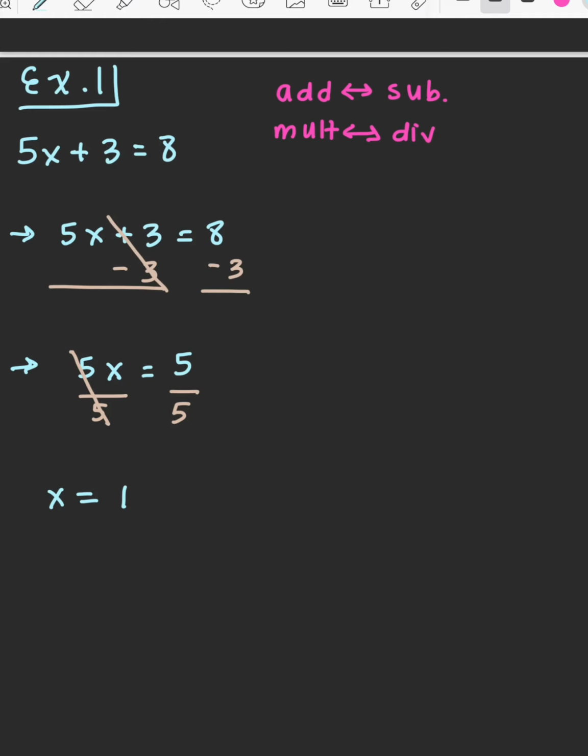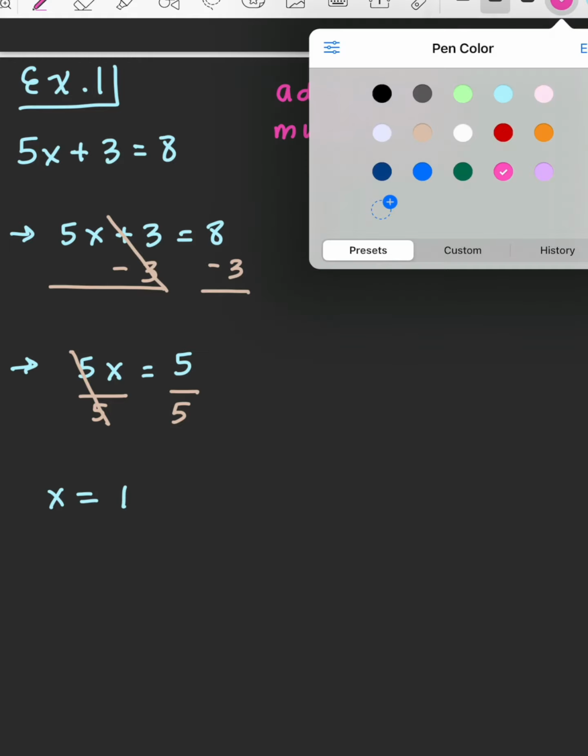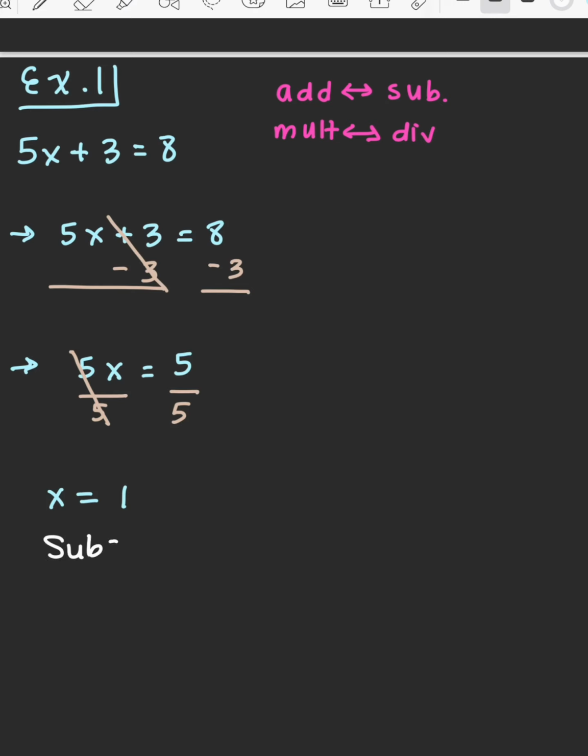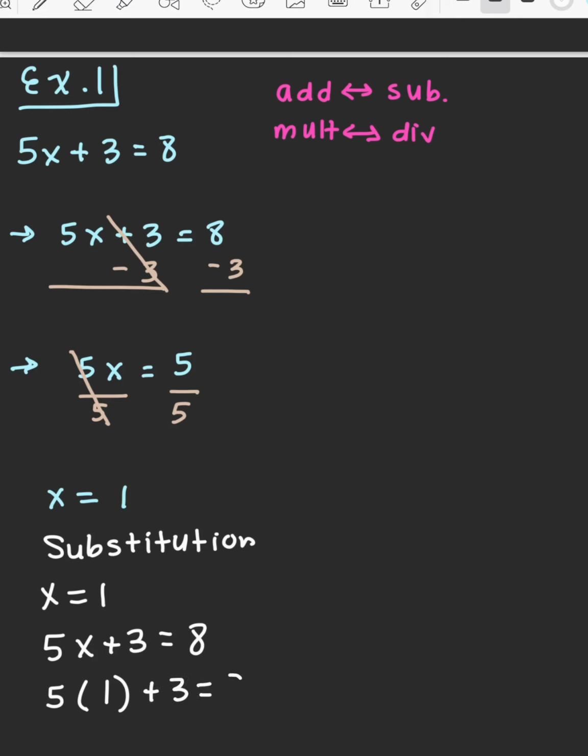Now, how can we check to make sure that our answer is correct for the variable? Well, it's very easy. All you have to do is call substitution. We would substitute x equals 1 into the original equation, 5x plus 3 is equal to 8. So if we substitute x for 1, it would be 5 parentheses 1 plus 3 equals 8. And we notice that yes, 5 plus 3 does indeed equal 8.